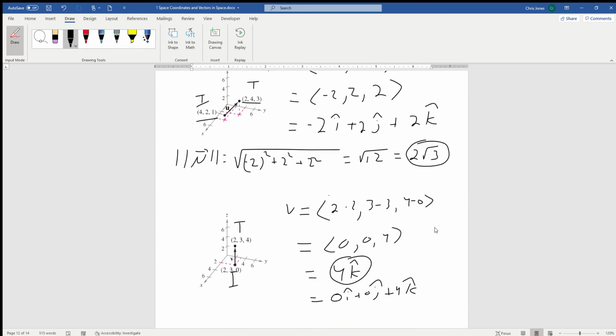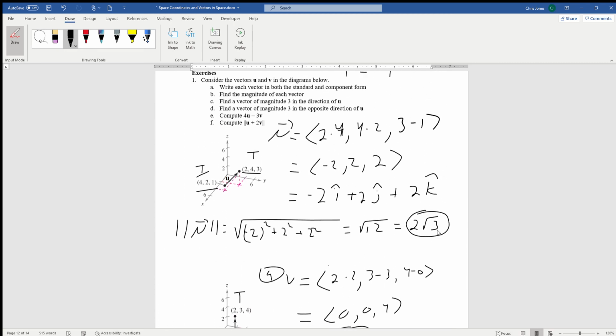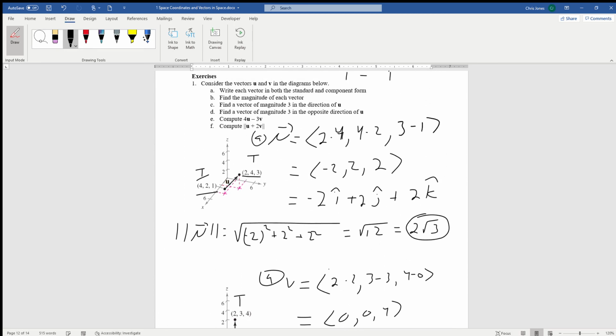Now the magnitude of v is actually a lot easier. You might already know that this is going to be 4, because there is nothing in the i and the j direction, or the x and the y direction. We're just going 4 units up in the z direction. But just to verify that, the magnitude of v is equal to the square root of 0 squared plus 0 squared plus 4 squared, which is the square root of 16, otherwise known as 4. So this is letter A, and this is letter B.